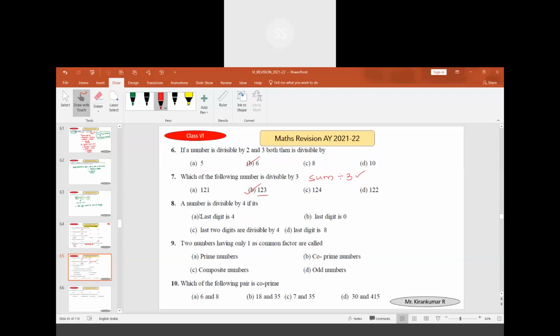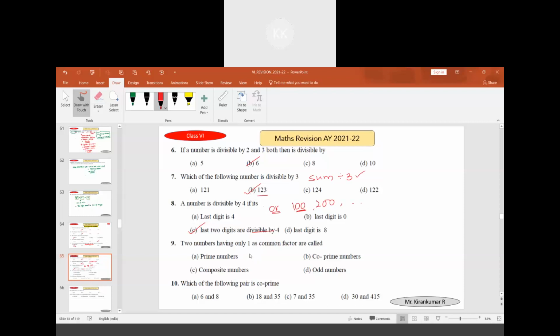See, for divisibility by 4, the last two digits must be divisible by 4. Or else it should contain last two digits as zeros. If the number is 100, 200, 300, and so on, they are all divisible by 4.